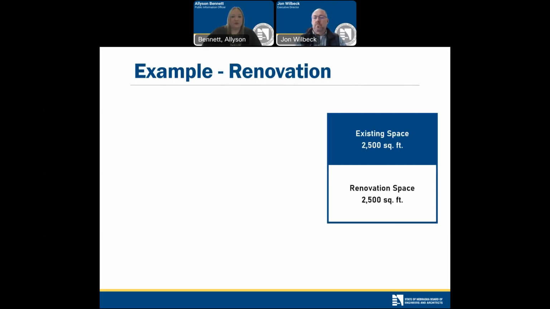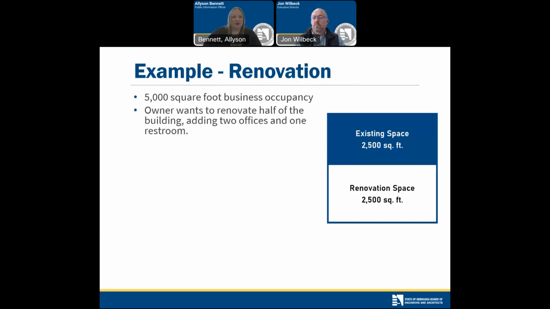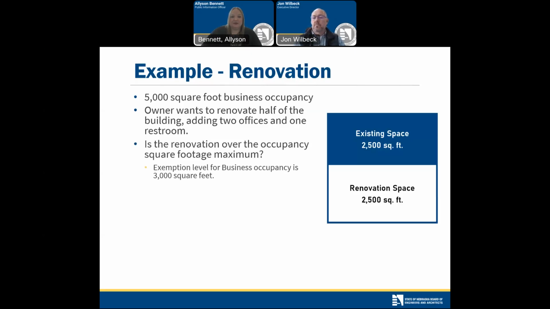So an example of a renovation: we have a 5,000 square foot business occupancy. The owner wants to renovate half of the building, adding 2 offices and 1 restroom. So the first question we want to ask is, is the renovation over the occupancy square footage maximum? The exemption level for business occupancy is going to be 3,000 square feet. And as the renovation space is 2,500 square feet, it isn't over that occupancy classification.